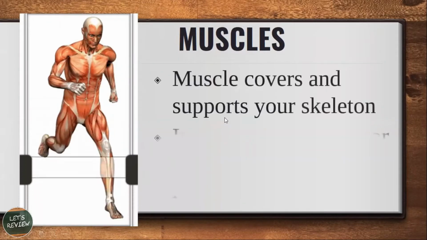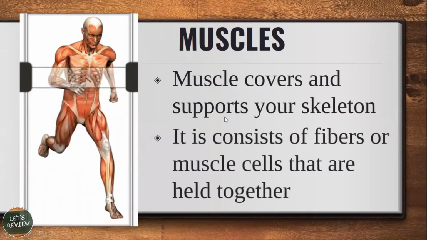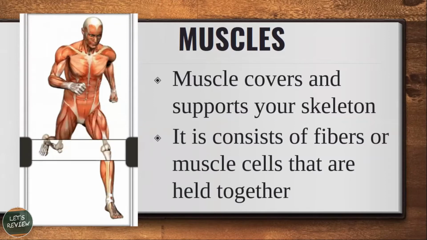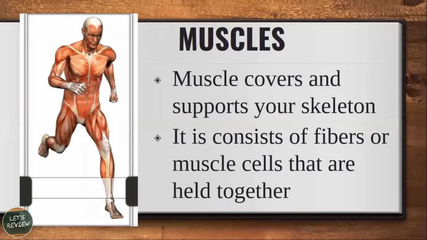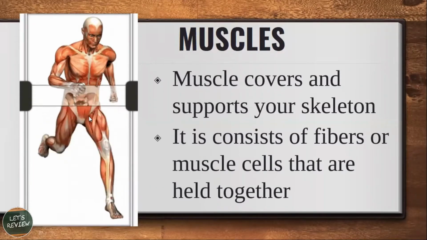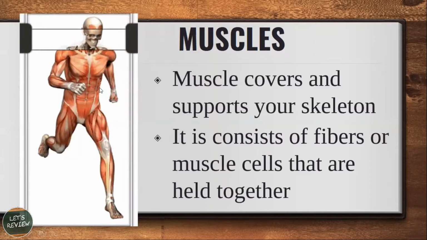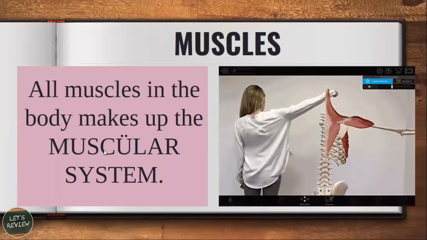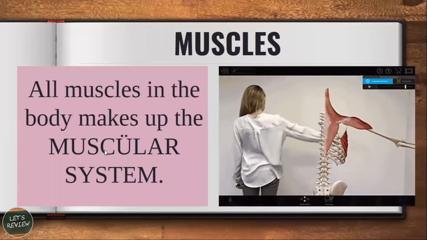Therefore, muscle covers and supports your skeleton. It consists of fibers or muscle cells that are held together. As you can see in the animation, it shows you how those muscles are attached to our bones. So all muscles in the body make up the muscular system.